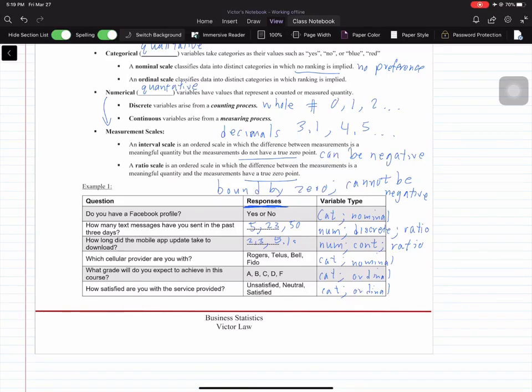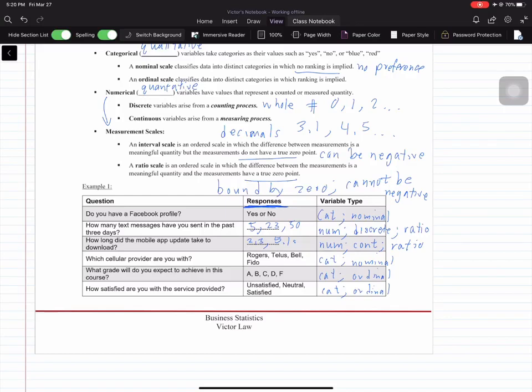Next question, which cellular provider are you with? We could have Rogers, Telus, Bell, Fido. These are categorical variables. These are not numbers. And there's no ranking involved. There's no preference involved. We're not saying that Rogers is better than Telus. We're not saying that Telus is better than Bell. We're saying that they're equal value.